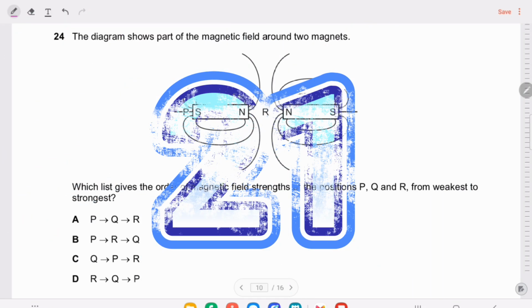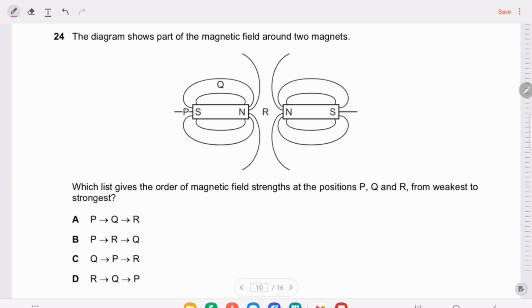The diagram shows part of the magnetic field around two magnets. Which list gives the order of magnetic field strengths at the positions P, Q, R, S, from the weakest to the strongest? Sorry, it's the South Pole. So just P, Q, R, okay? Here, magnetic field strength depends on how close the field lines are. Closer field lines means stronger magnetic field. Farther apart field lines means weaker magnetic field.